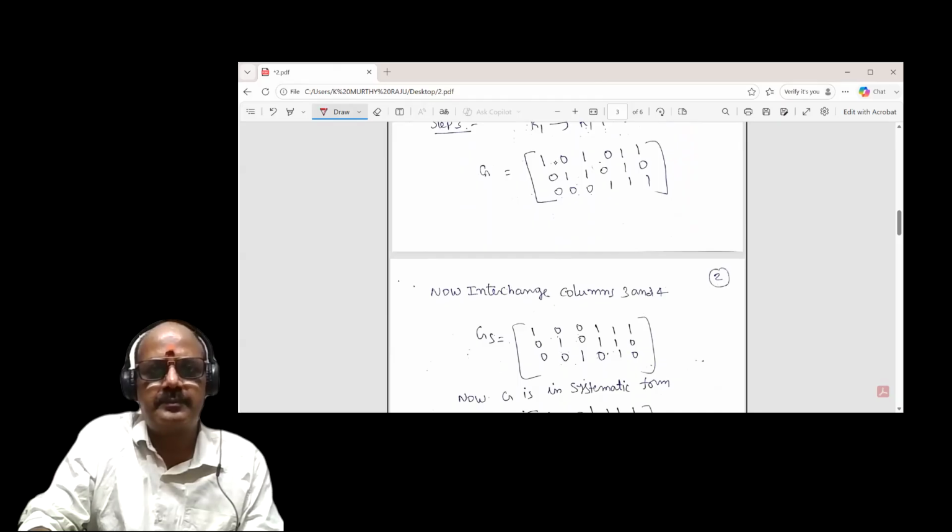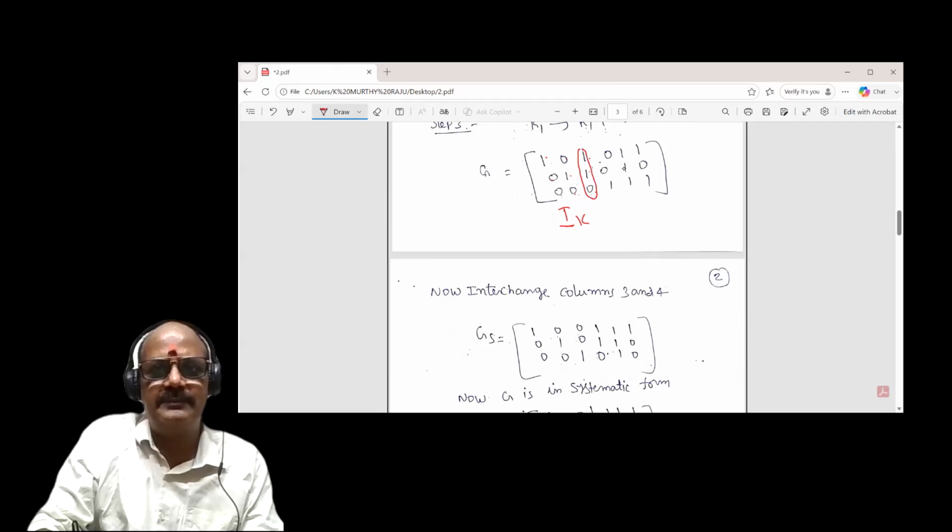This is the 1 0 0, 0 1 0, 0 0 1 part. Our requirement is like that. The last column here is 1 1 0. This one is the fourth column, and this is the third column. The third column and the fourth column need to be interchanged. The third column is placed in the fourth position and the fourth is placed in the third.